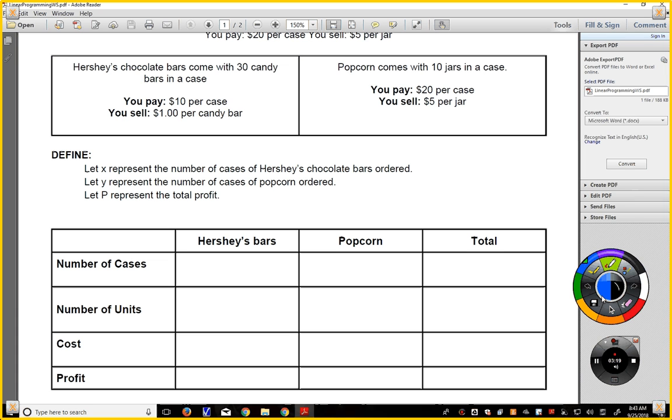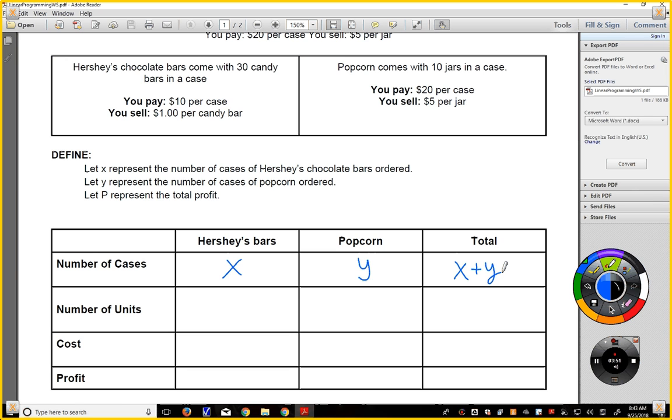Okay, so what variable are they using to represent cases of Hershey bars? Elin? X, good. And then our popcorn? Cases of popcorn is Y. So if we want the total of those for anything, if that ends up being one of our constraints, that would be X plus Y. Now, everything has to be written in terms of X and Y. So remember, with all these problems, we write everything in terms of what we're trying to determine we should order, which in this case is cases of candy bars and cases of popcorn.